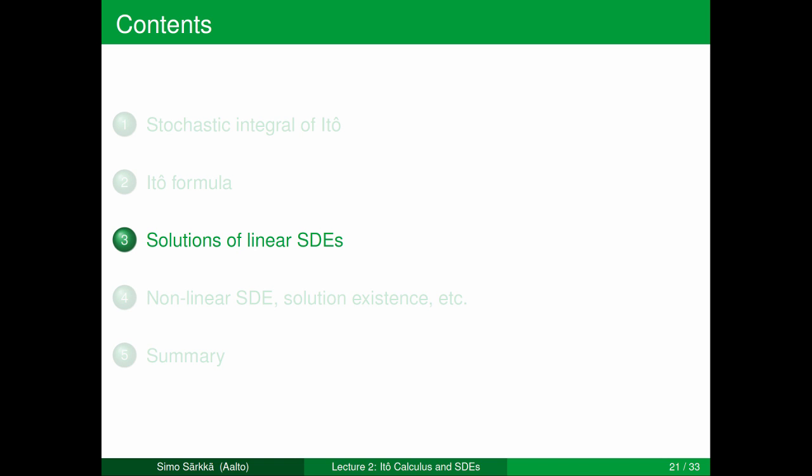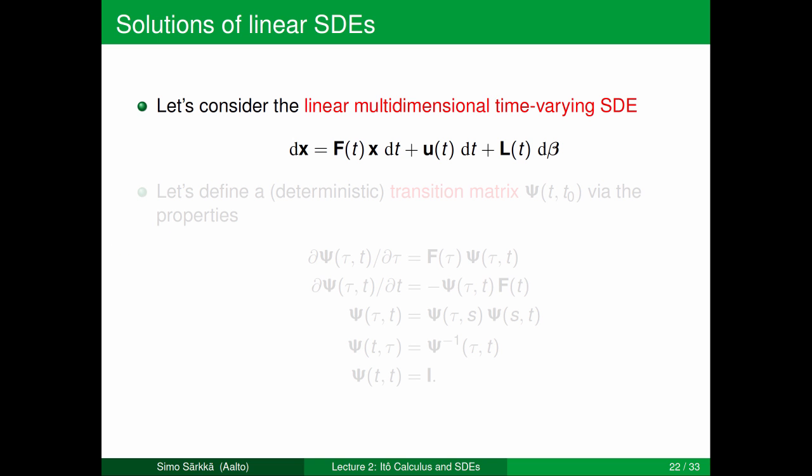Let us now find the solutions to generic linear SDEs using the Ito formula. So we will consider this kind of linear multidimensional time-varying stochastic differential equation, where dx is equal to time-varying matrix F(t) times x times dt, where this F(t) is assumed to be a deterministic function.